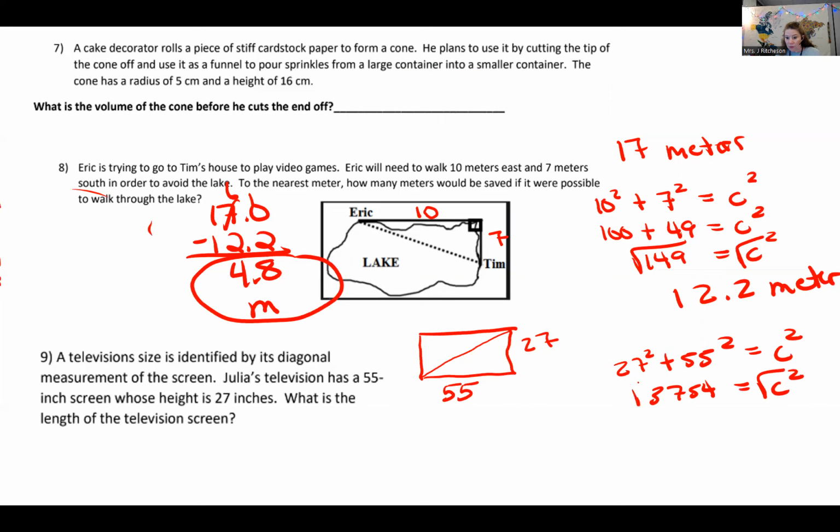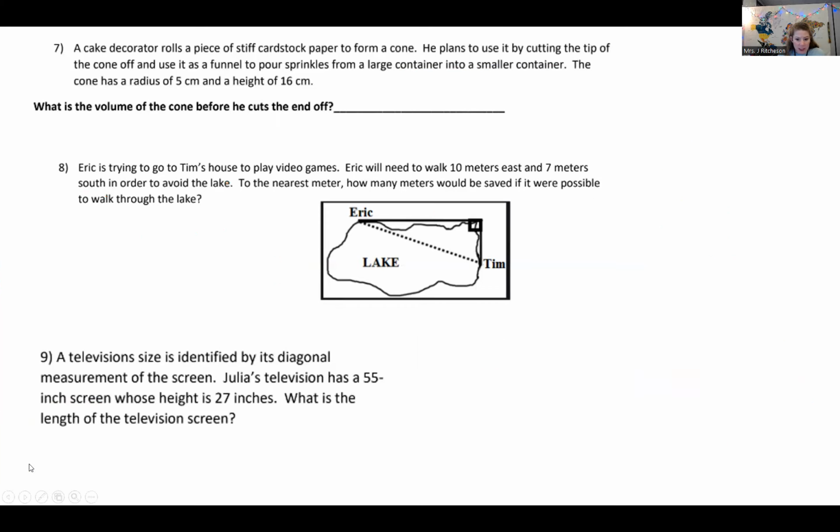So now we find the square root of both sides. And I say the answer is 61.3 inches in diameter. Question is, what is the length of the television? Oh, I did it wrong. Oh, they're telling us 55 is the diagonal. Whoops, sorry, you guys. I almost messed that one up. Let me go back. I apologize.